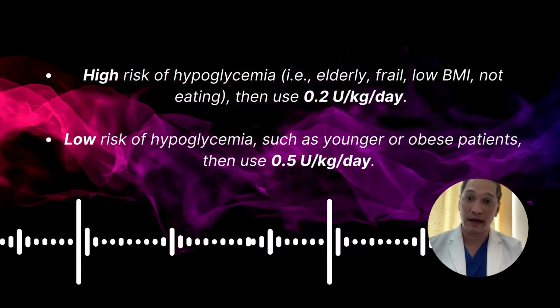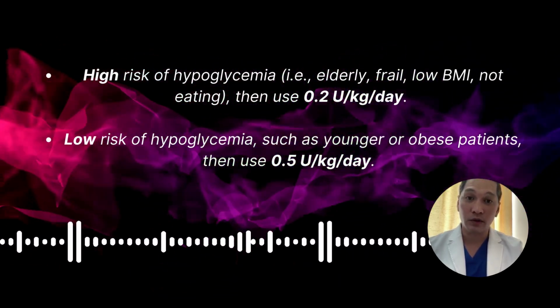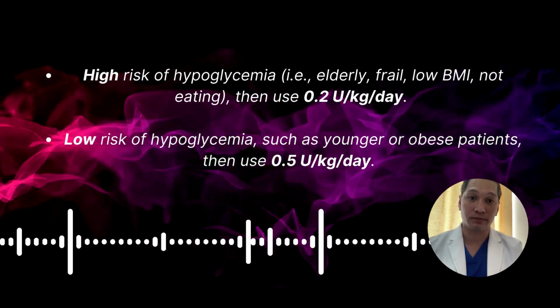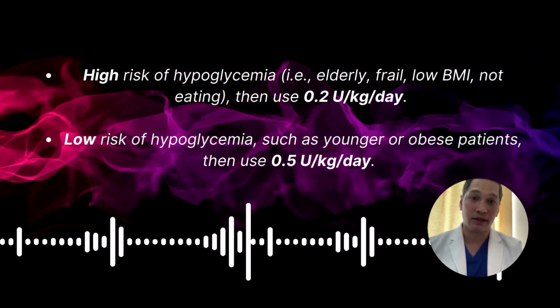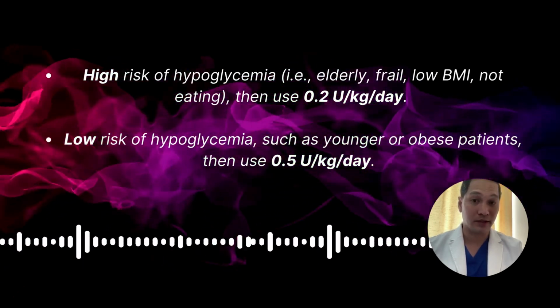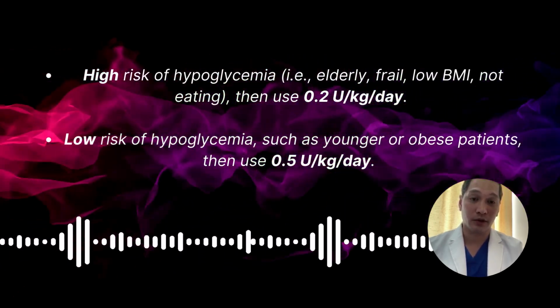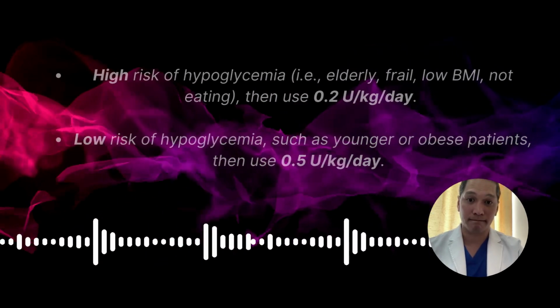It is also important to note that if the patient has a high risk of hypoglycemia, such as elderly, frail, a low BMI, or a patient not eating, then we use the lowest number of 0.2 units per kilogram per day. If the patient has a low risk of hypoglycemia, such as younger patients or obese patients, then we use the higher number of 0.5 units per kilogram per day.